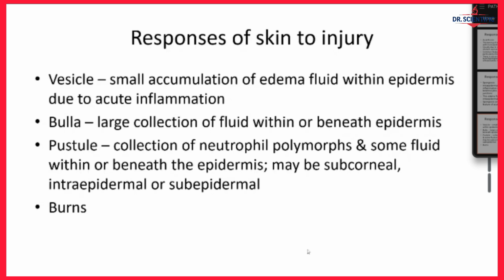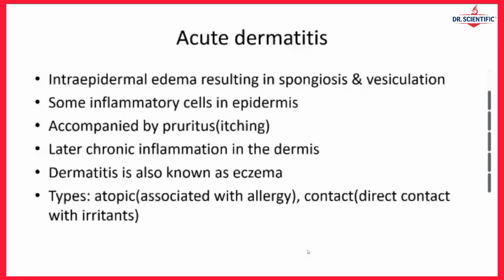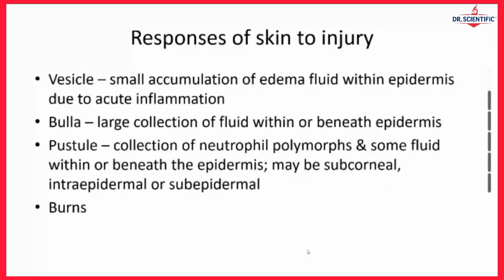Then a pustule, as the name would suggest, there is pus, so inflammation. It is a collection of neutrophil polymorphs and some fluid within. It could be within or beneath the epidermis. Maybe subcorneal, that is, just below the cornified layer, below the keratinized layer. Or it can be inside the epidermis, or just below the epidermis, that is, between the epidermis and the dermis.